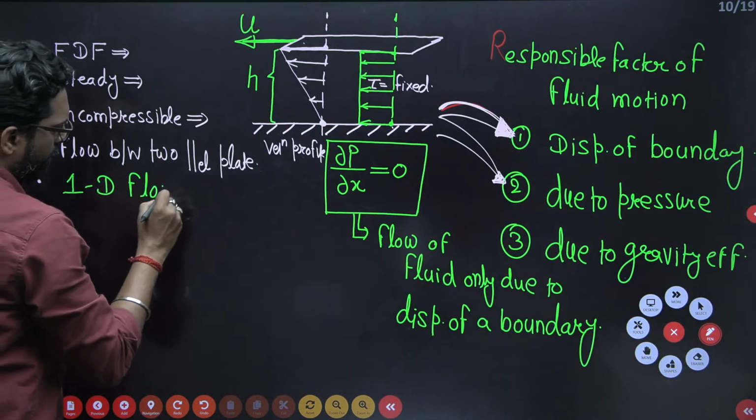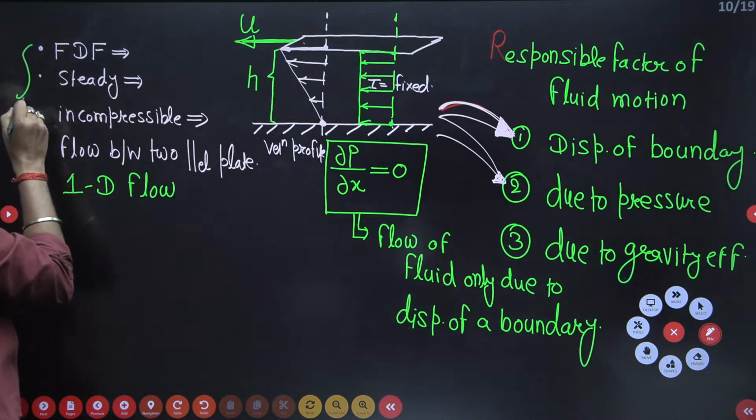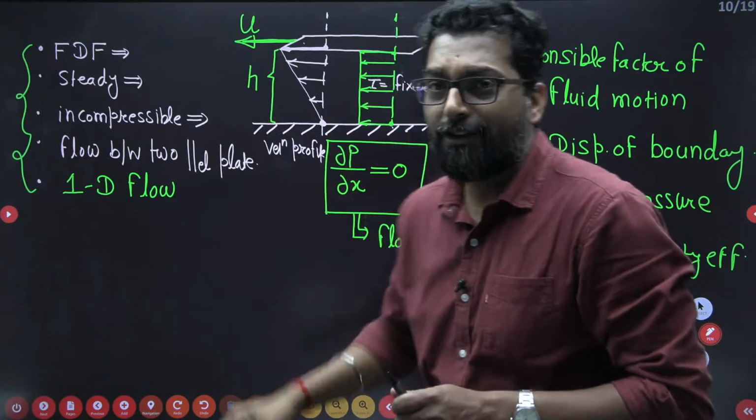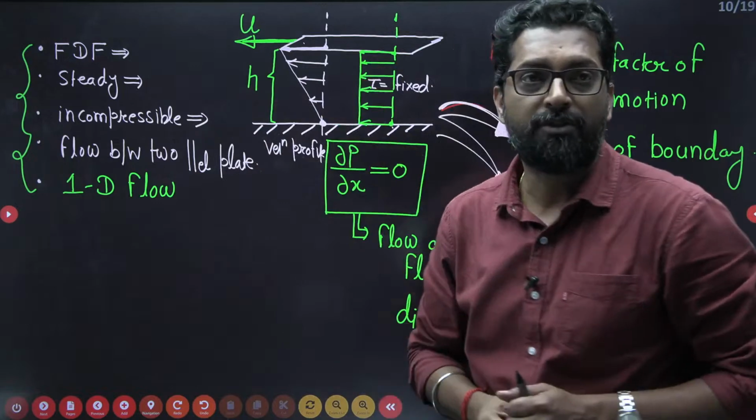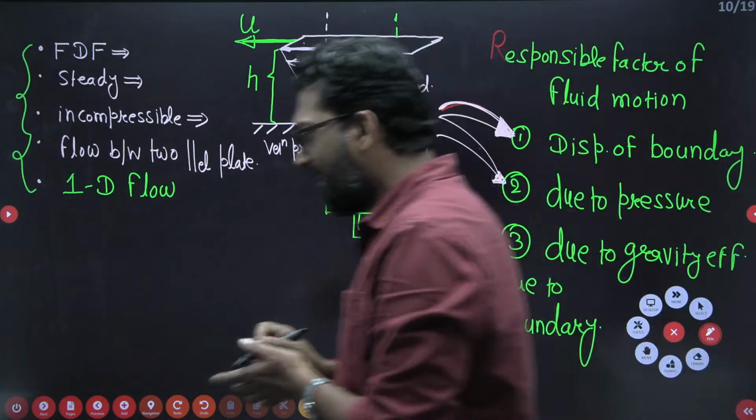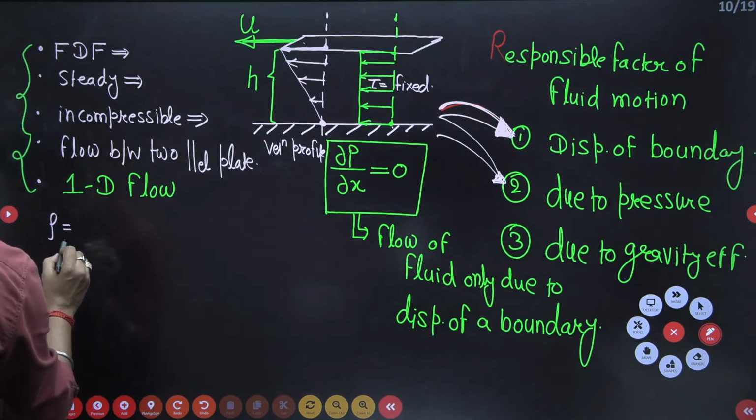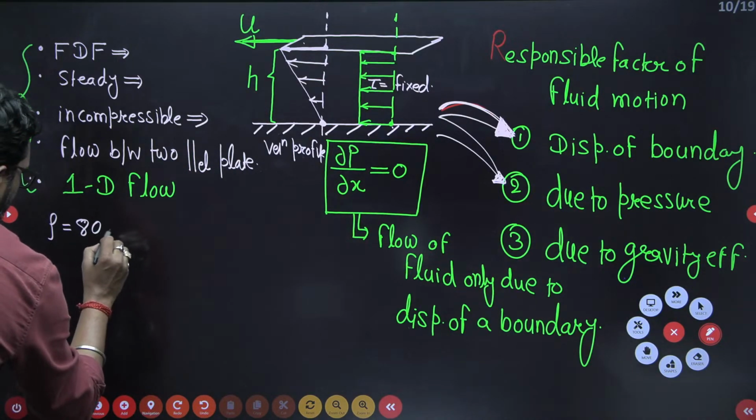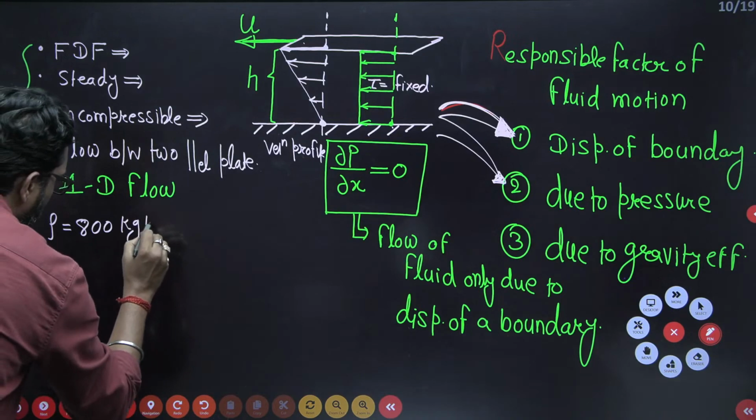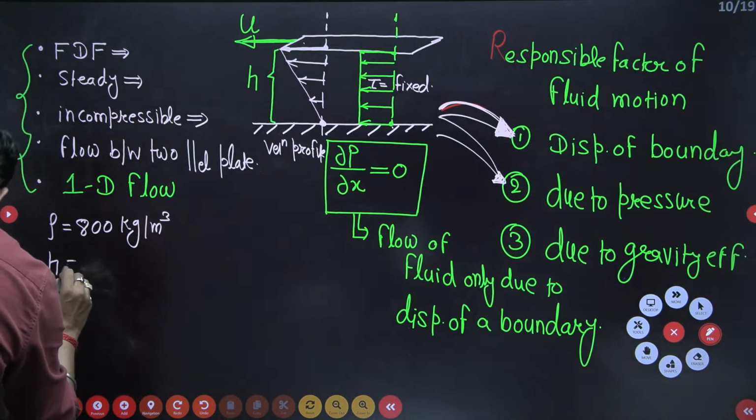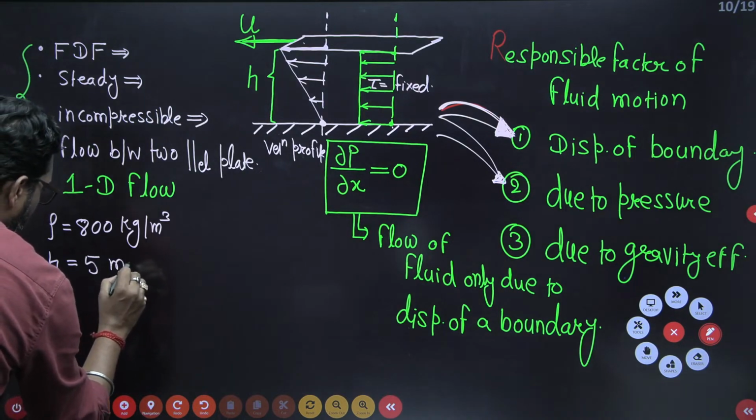Clear? So these are very standard assumptions, so that the problem is very easy. Now, my dear, we know what is given. Density is given: 800 kg per meter cube. The gap H is given as 5 mm.